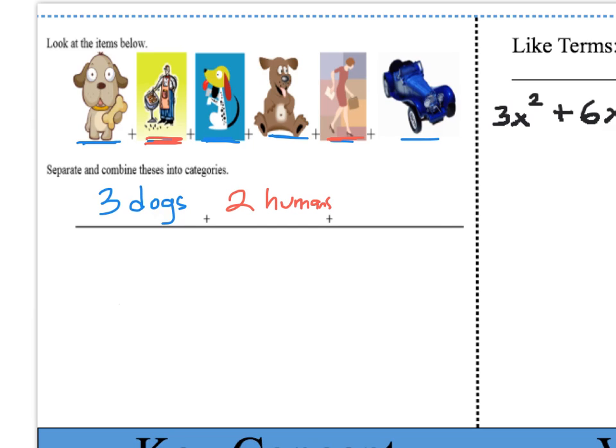I just combined the items that are alike. And then the last thing is I have 1 car. So all I did was combine items that look similar. I've got 3 dogs, I've got 2 humans, and I have 1 car.